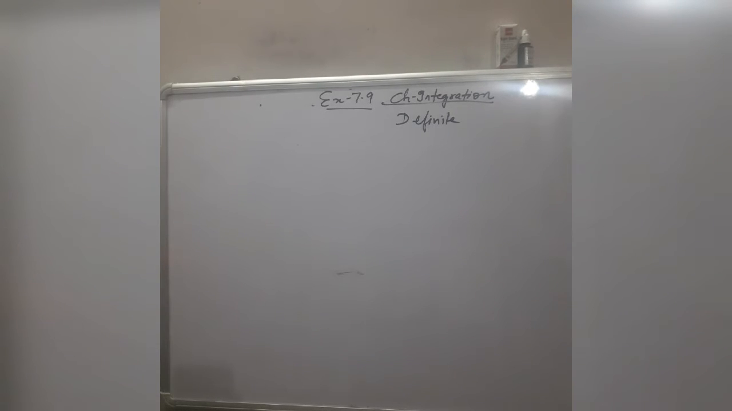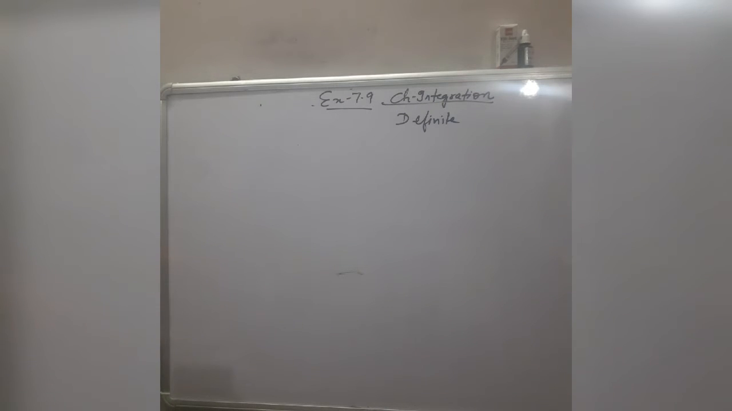Yes students, today we will start exercise 7.9. From this exercise we will start definite integration. Up to exercise 7.7 we have done indefinite integration, but now we will start definite integration. In this definite integration, upper limit and lower limits will be given to you. And one more thing, we will not use integration constant c here. So let's start exercise 7.9.